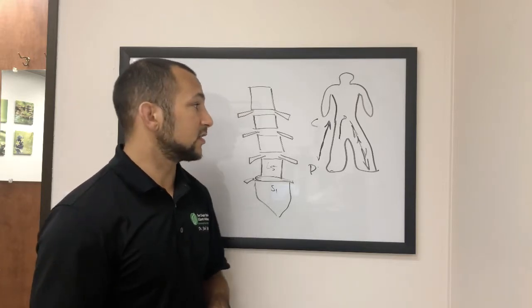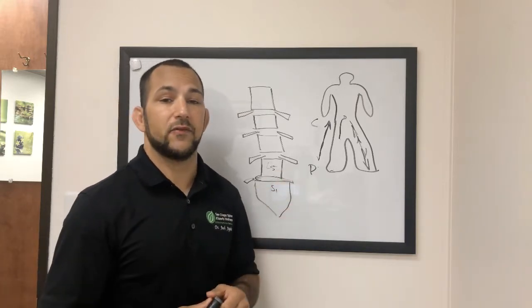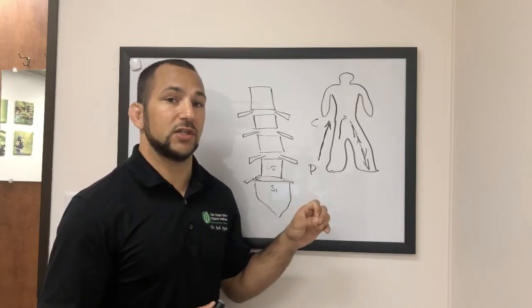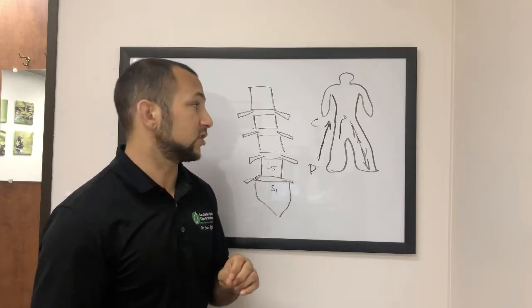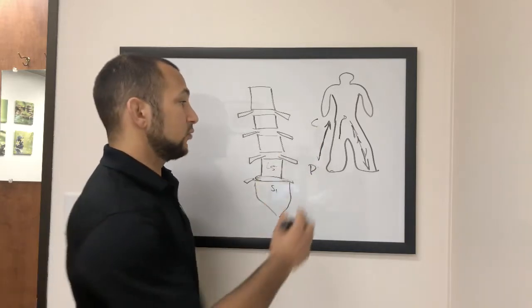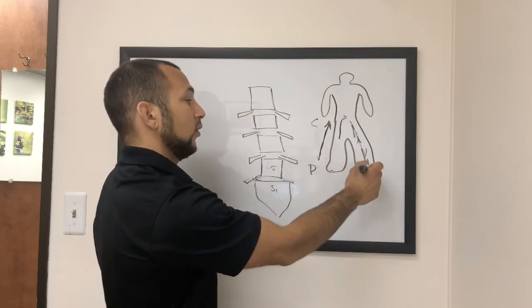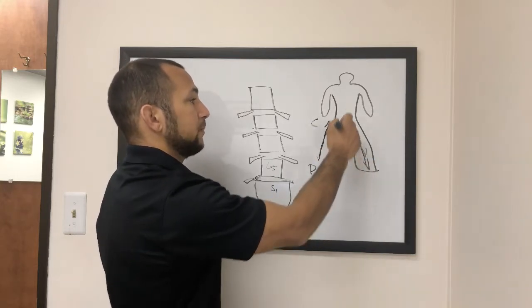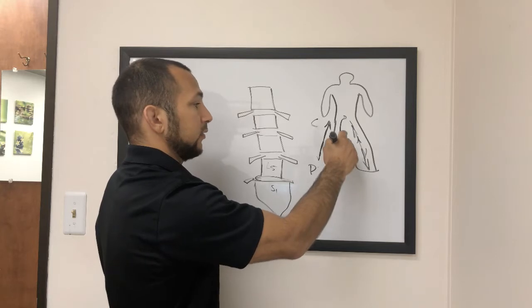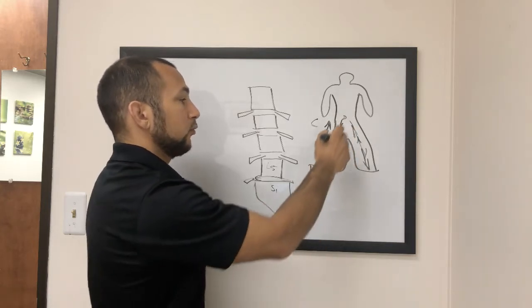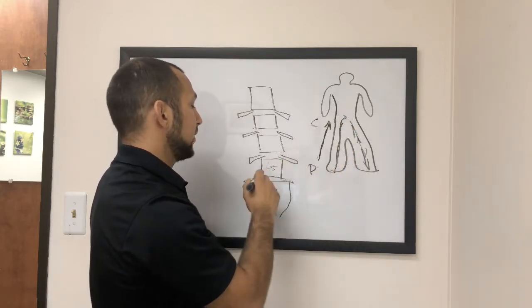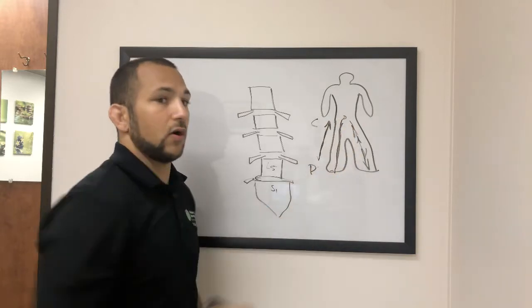All right, guys? So hopefully you understand the differences now between centralization and peripheralization. Again, just to recap, centralization is when you have pain all the way down the leg that goes back towards the source and it's starting to migrate back. And peripheralization is when you have pain that's irritating the nerve and it shoots all the way down further away from the spine. All right, guys?